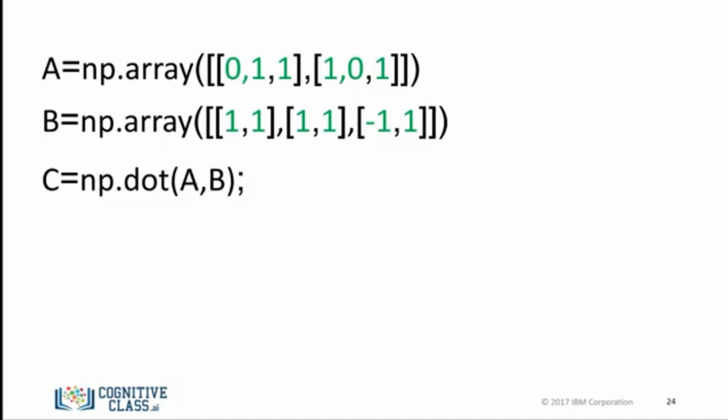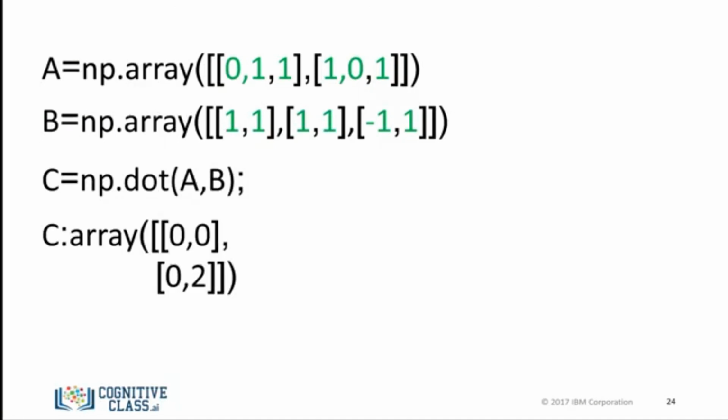In NumPy, we can define the NumPy arrays A and B. We can perform matrix multiplication and assign it to array C. The result is the array C. It corresponds to the matrix multiplication of arrays A and B. There is a lot more you can do with it in NumPy.